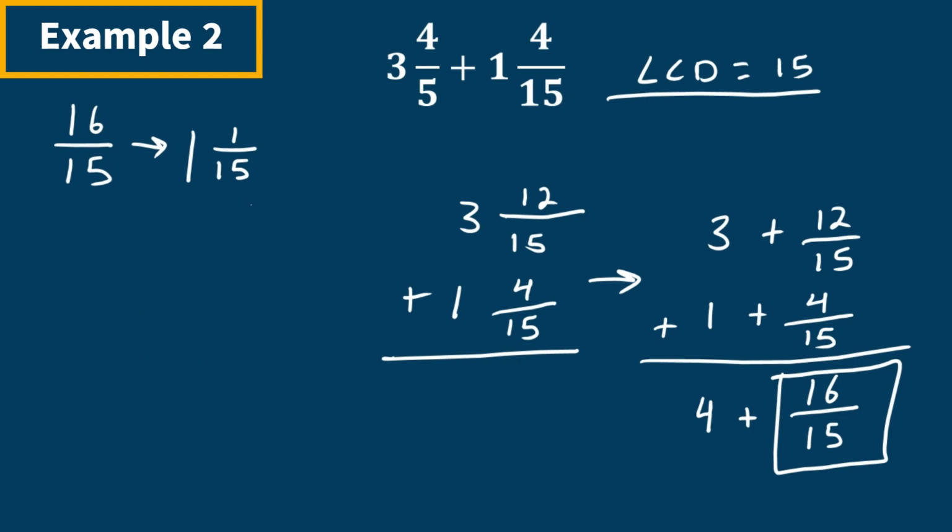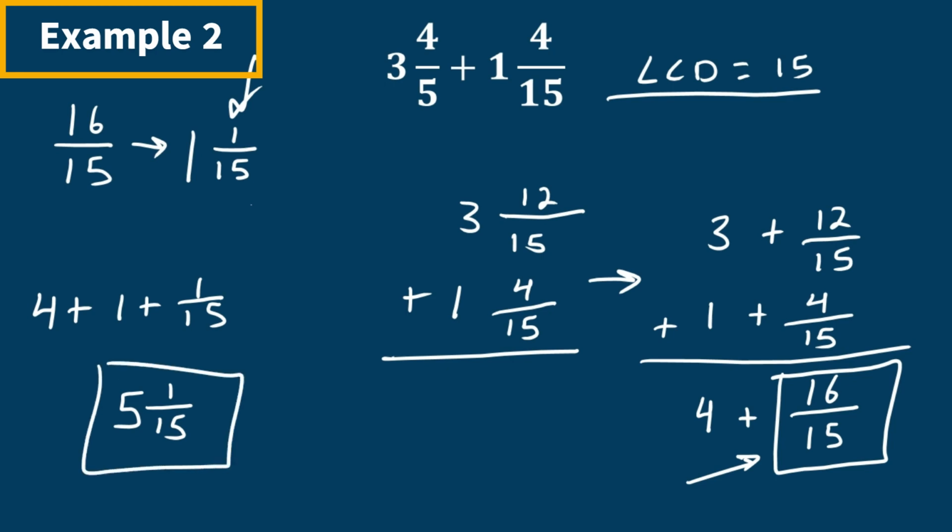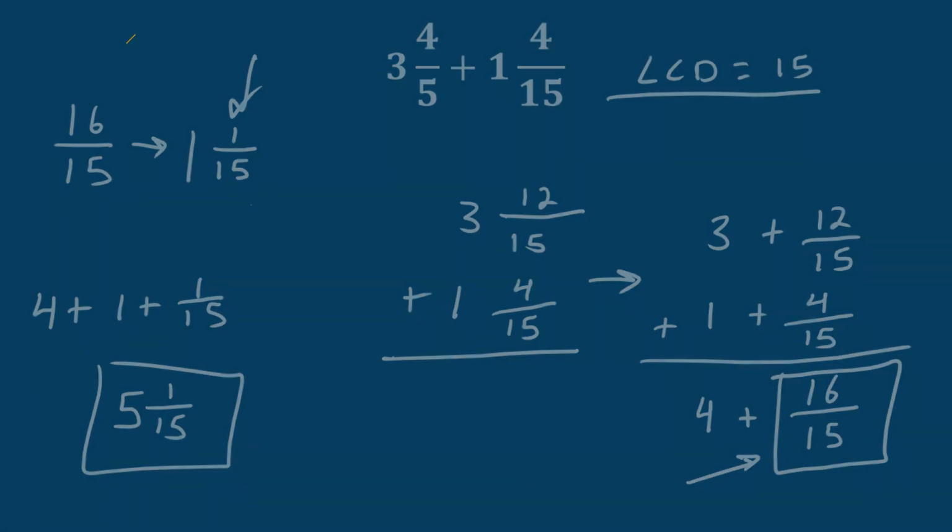So now we know that 16 over 15 over here is the same thing as 1 and 1/15. So that means our answer is going to be 4 plus 1 plus 1 over 15. And it's the same concept here. We add the whole numbers together and then we'll add the fractions together. So that's going to be 5 and 1 over 15. And this right here is going to be our final answer.